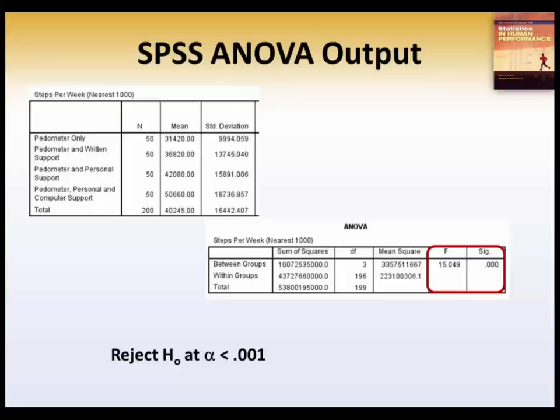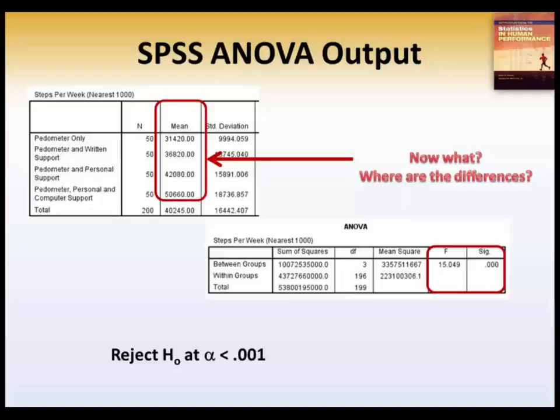And if we go back up now and look at the mean values for those 4 groups, where are the differences? We have 4 means, but where are the differences? Maybe the first mean differs from the other 3, or maybe the middle 2 are different from the others. How do we know that? Well, that's where the use of multiple comparison procedures comes into play.